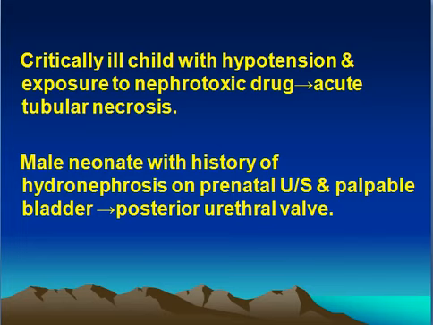In a critically ill child with hypotension and exposure to a nephrotoxic drug like aminoglycoside, the most likely diagnosis is acute tubular necrosis. In a male neonate with a history of hydronephrosis on prenatal ultrasonography and a palpable bladder, the most likely diagnosis is posterior urethral valve.